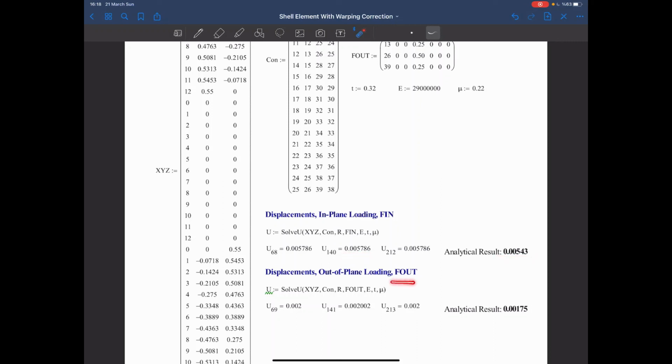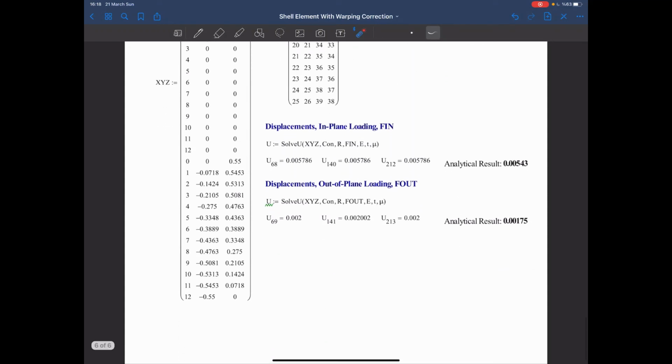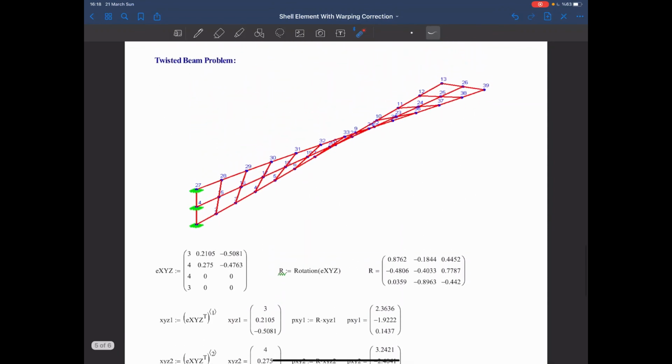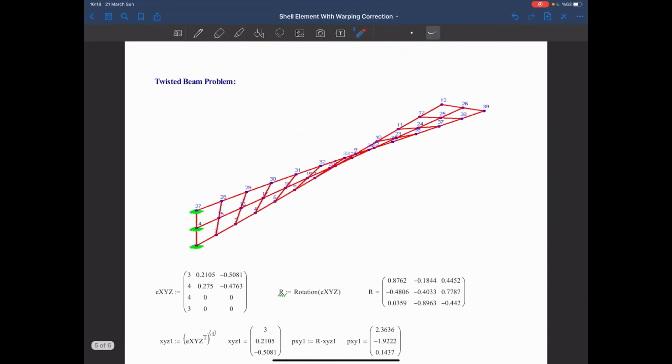And for the out of plane loading, the displacement that I get is 0.002, and the analytical result is 0.017. So even with these flat shell elements, with this simple warping correction, we can actually solve a very complicated, very challenging problem like this.